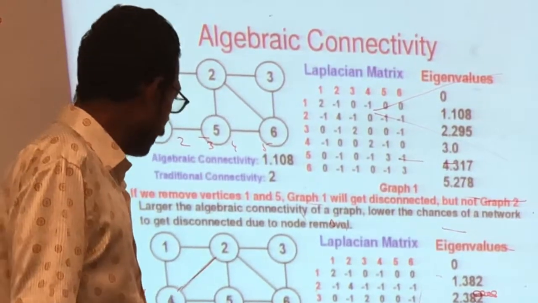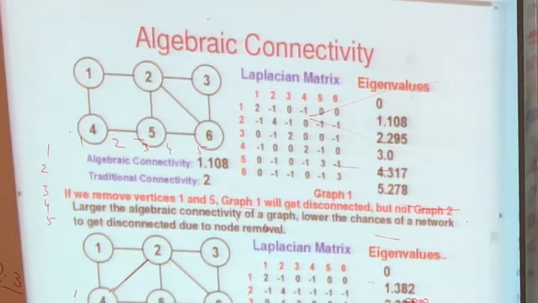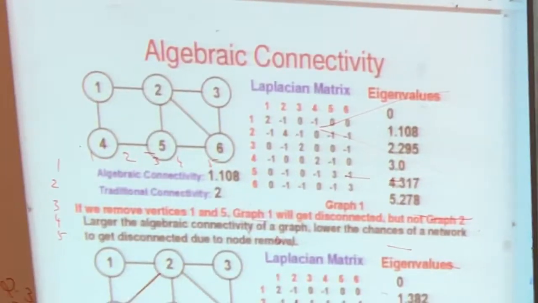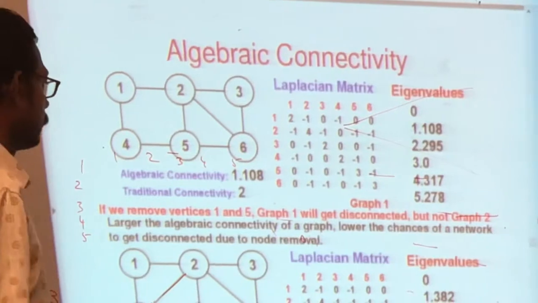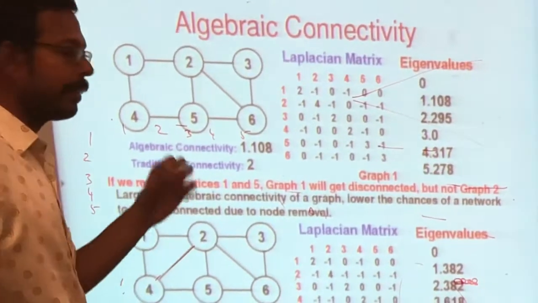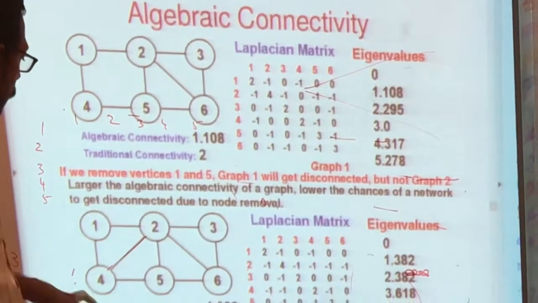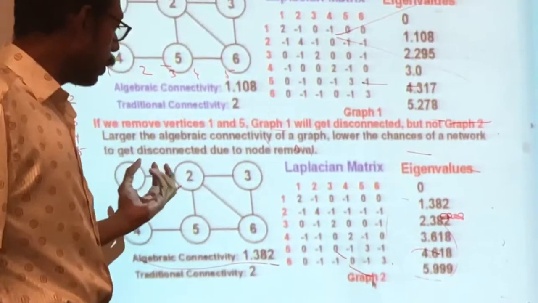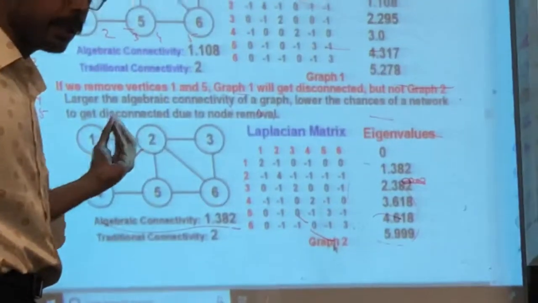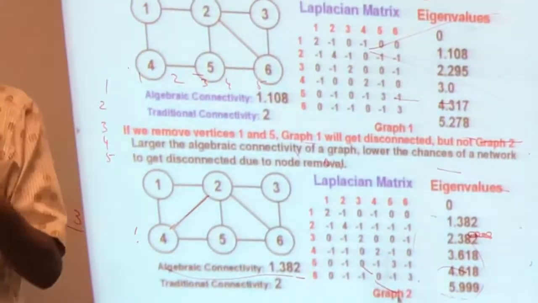But by using this algebraic connectivity measure, you can find out how important a particular edge is to the connectivity of the graph. No, traditional connectivity is just the number of edges that you need to remove from a graph to make the graph disconnected. What I'm telling is, for both these graphs here, the traditional connectivity is 2, but it doesn't give you any idea of the importance of any particular edge to the connectivity of the graph. So that's why the algebraic connectivity could be used to assess the relative importance of any particular edge.